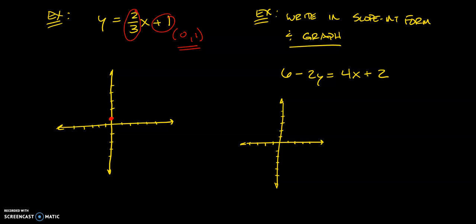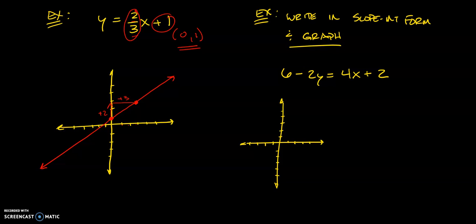I'm going to go up 2 and over 3. So I'm going to go up 2, 1, 2. So there's the plus 2 there. 1, 2, 3. I'm going to go this way, plus 3, and there's my new point. Boom.